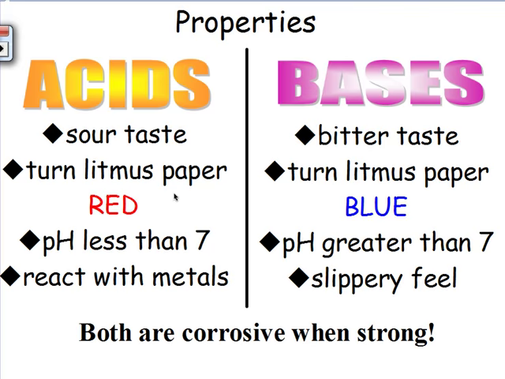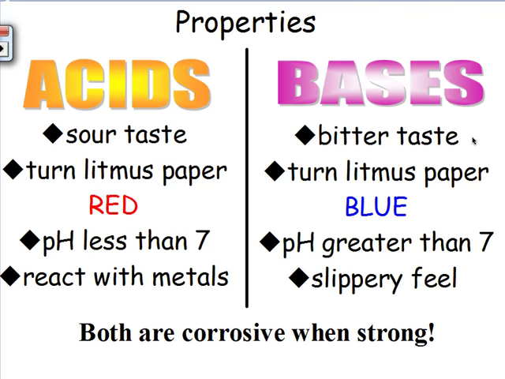Acids also turn litmus paper red. We will talk a little bit more about litmus paper, but it is an indicator to tell us if it's an acid or a base. Acids also have a pH less than 7. Again, we will talk more about the pH scale in detail later. Right now, just know that it's less than 7 for acids. And acids also react with metals. Think about the corrosiveness of acids. We know that acids corrode things.